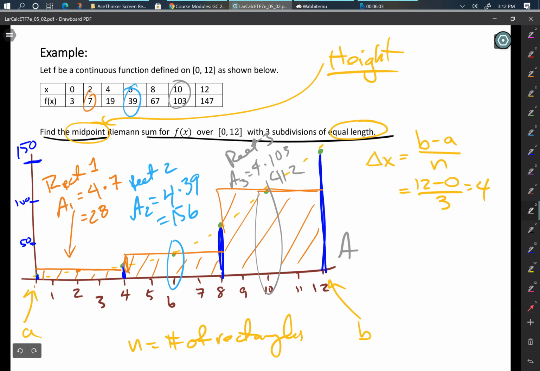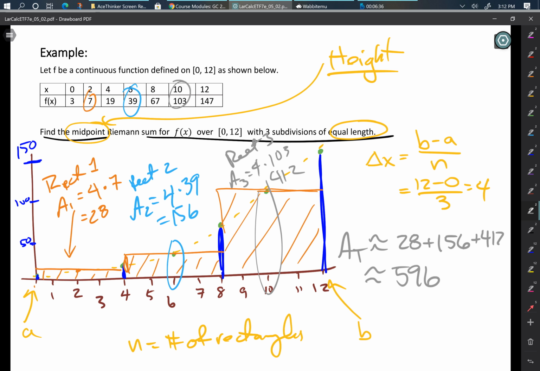And so the total area is approximately 28 plus 156 plus 412, or approximately, let's see, 400 plus 100 is 500, so 560, 580, 596. Approximately 596 square units. Right. So I don't even need a function as long as I have enough data.